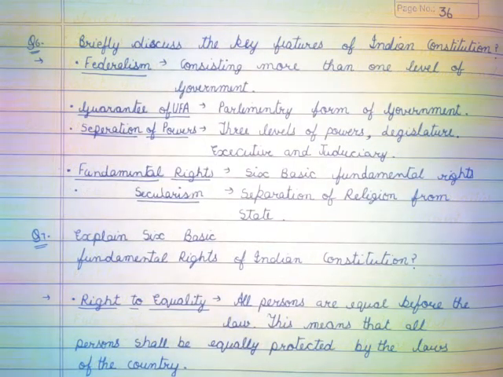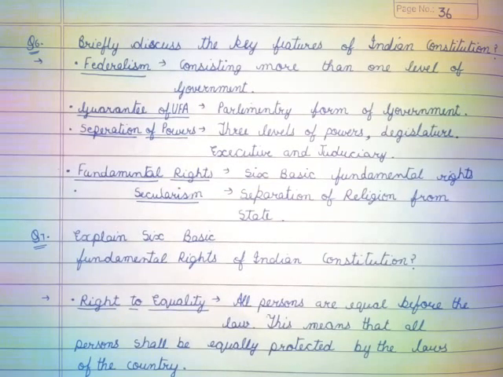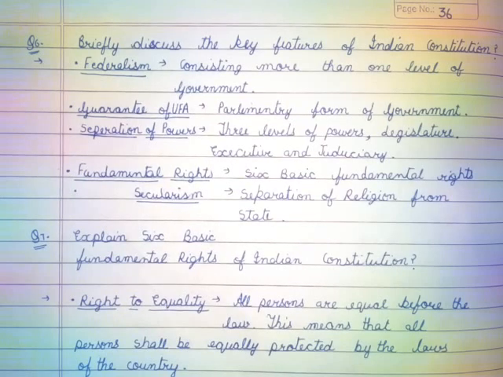Question number 6. Briefly discuss the key features of the Indian Constitution. First, federalism, consisting of more than one level of government. Guarantee of unity, parliamentary form of government. Separation of powers, three organs of power: legislature, executive and judiciary. Fundamental rights, six basic fundamental rights. Secularism, separation of religion from the state.